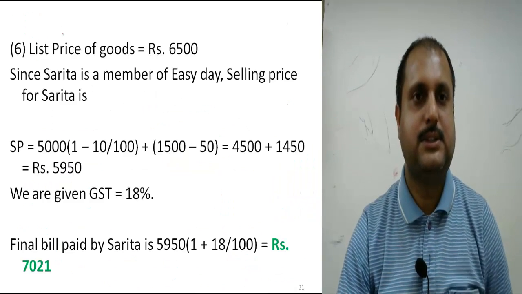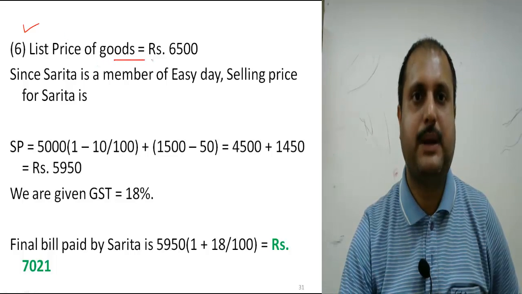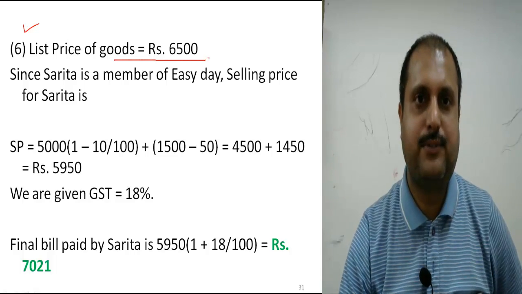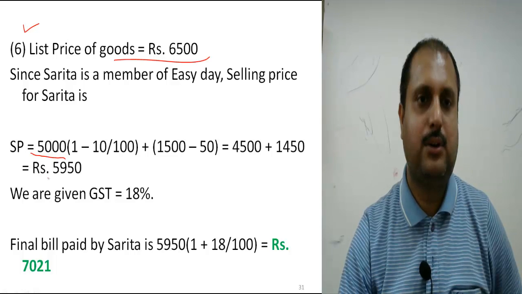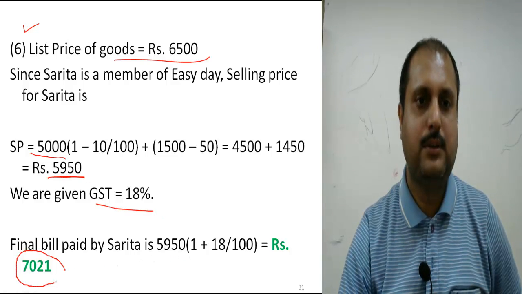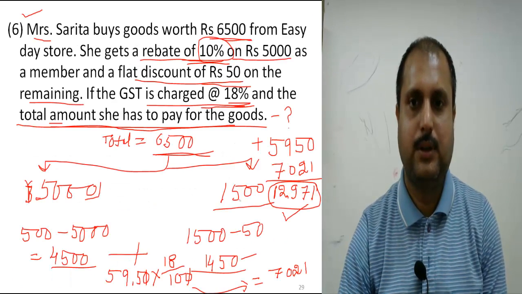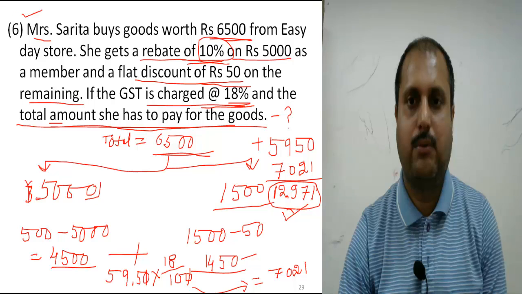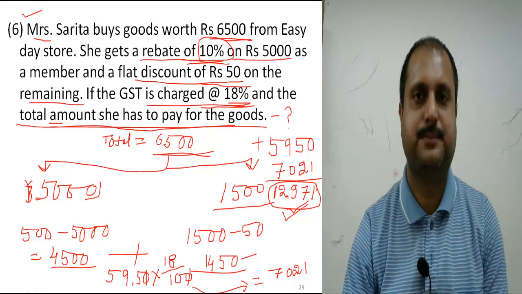And another thing, this is the total explanation. The list price of the goods is 6,500. Here the total amount after the deduction is 5,950, the 18% GST is 1,071, and after adding these two, the total amount you are getting is 7,021. So I hope it is clear. So let's move to the next question.